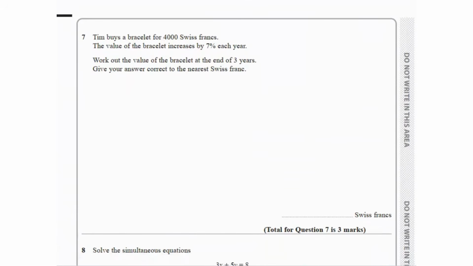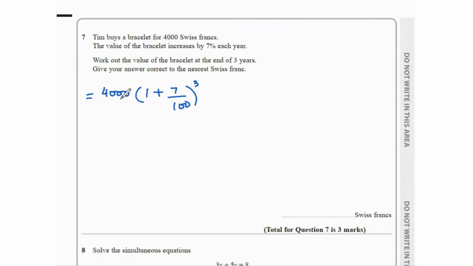Then we have a question on percentages. It says Tim buys a bracelet for 4,000 Swiss francs. The value of the bracelet increases by 7% each year. Work out the value of the bracelet at the end of 3 years, giving your answer correct to the nearest Swiss franc. So the initial price of the bracelet is 4,000. It's increasing by 7%. So that means 1 plus 7/100 gets multiplied with 4,000, and the bracket is raised to the power of 3.